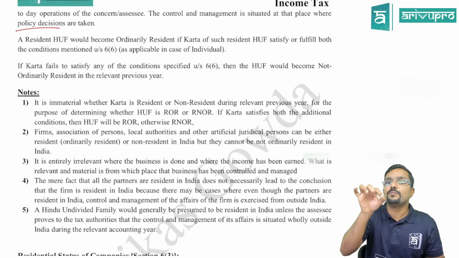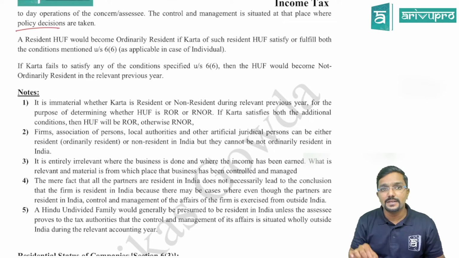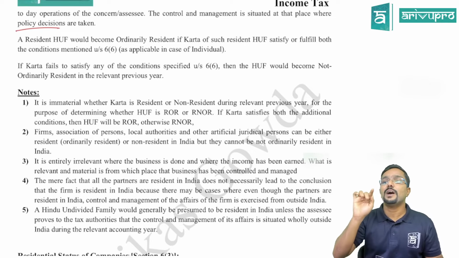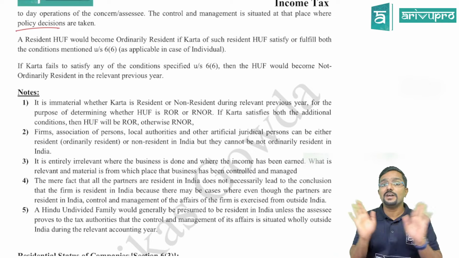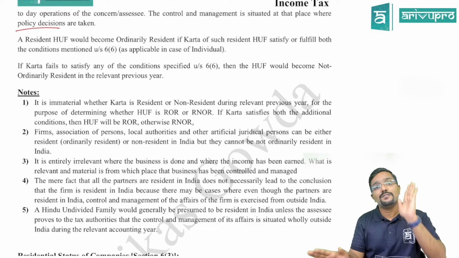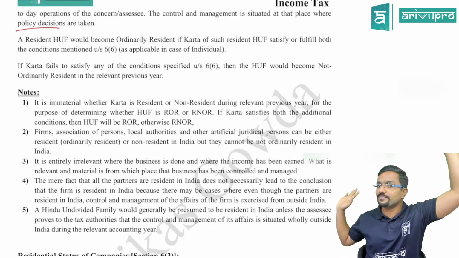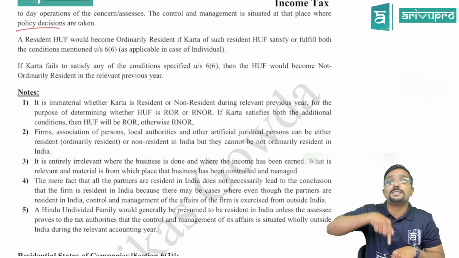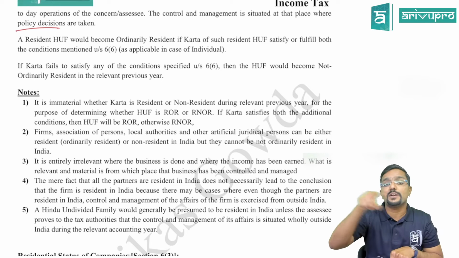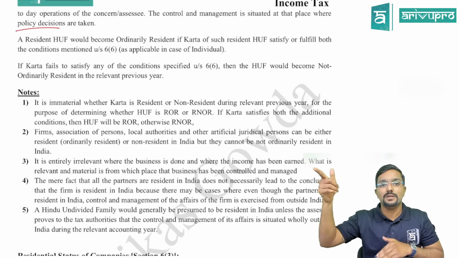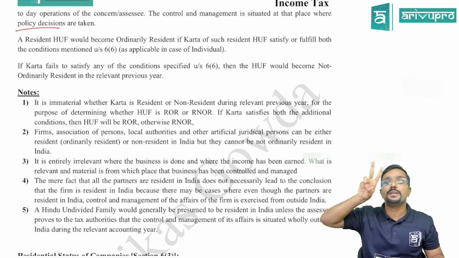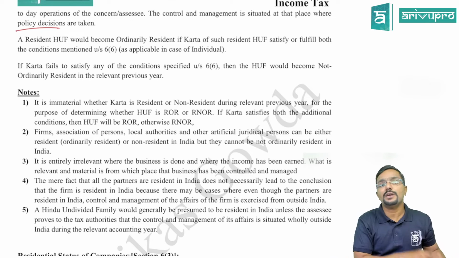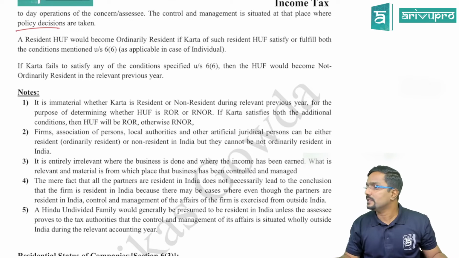If he is satisfying both the conditions given under section 6.6, then HUF will become ordinary resident. So here we are not deciding the residential status of Karta. For Karta, we need to check 6.1 and 6.6. Clear? Here, to check whether the HUF is ordinary or not ordinary, we have to go back to Karta. Whether Karta has satisfied both the conditions given under section 6.6. If yes, then HUF become ordinary resident. If not, then HUF will become not ordinary resident.